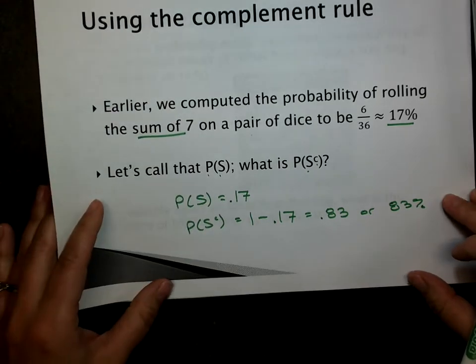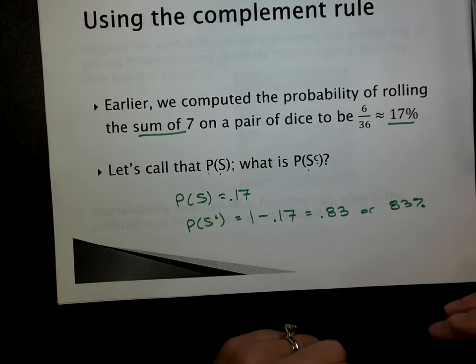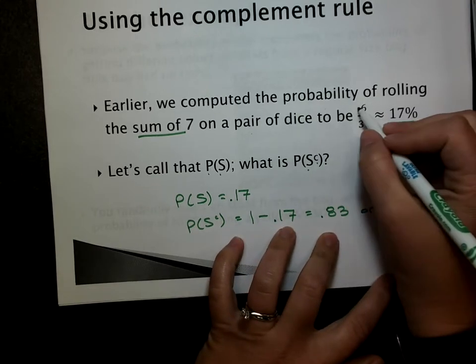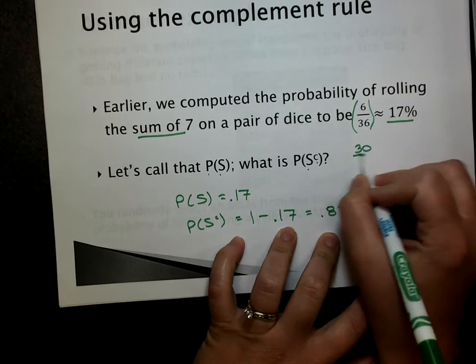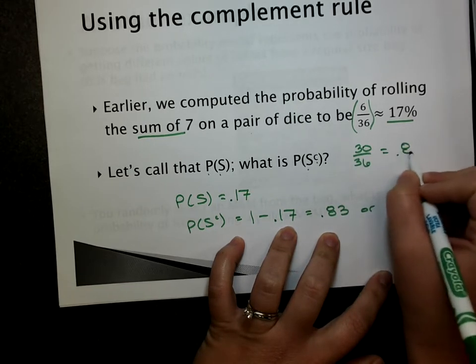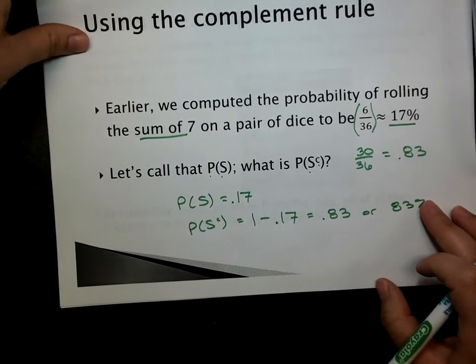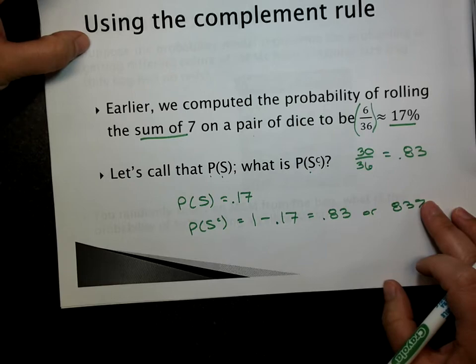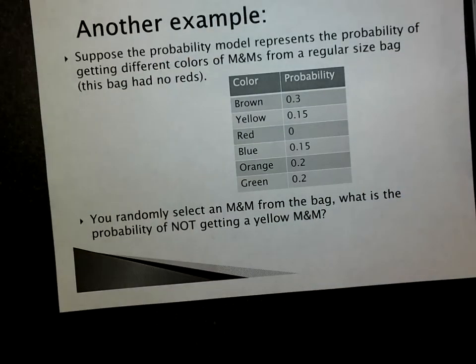This saves you time of adding up all the rest of them, or you can just subtract the percentage from 1. Some students see it better that if you have 6 out of 36 that work, then 30 out of 36 don't work, which will also work out to about 0.83. So that's how the complement rule works. It saves you a ton of time, especially in more complicated situations, which we'll see in section 5.3.